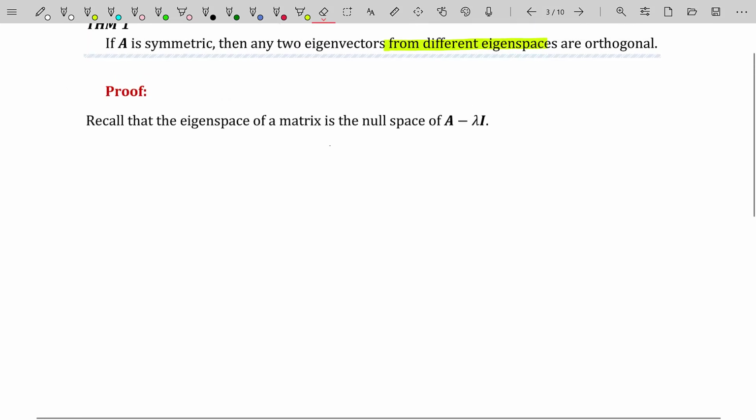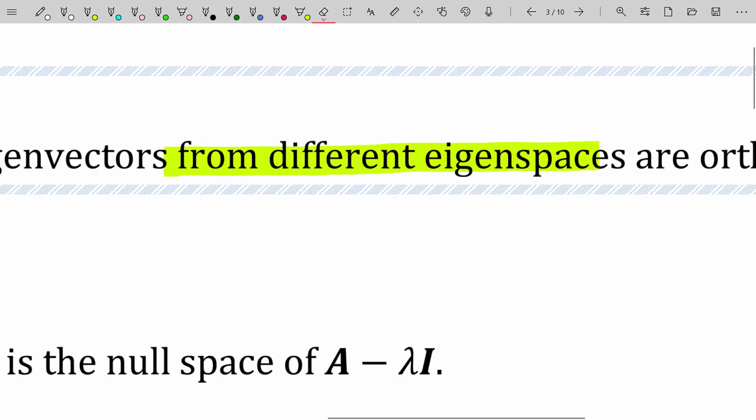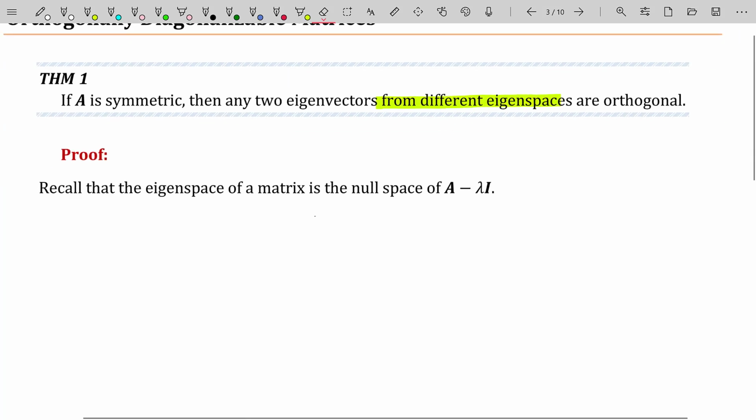And this theorem is not talking about what happens if the eigenvalue of 3 generates an eigenspace with a two-dimensional basis. It's not talking about that, because those two linearly independent vectors from that eigenspace are not from different eigenspaces; they're actually from the same eigenspace. So this theorem is specifically about eigenvectors from distinctly different eigenspaces, that is, generated by distinctly different eigenvalues. Now, I will say that the eigenvectors that generate your eigenspace for a given lambda might just be orthogonal to each other.